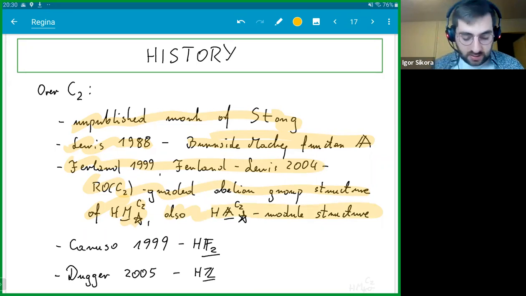Other computations are by Caruso in 1991, so he computed the coefficients of HF2, and Dugger in 2005, he computed the coefficients of HZ.